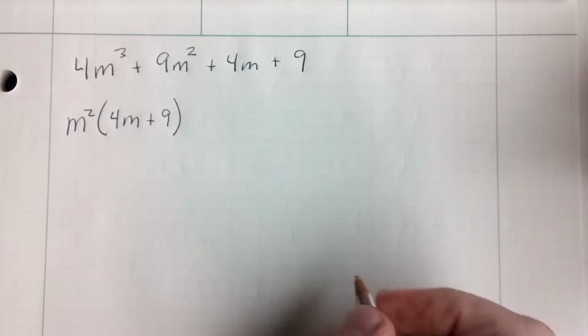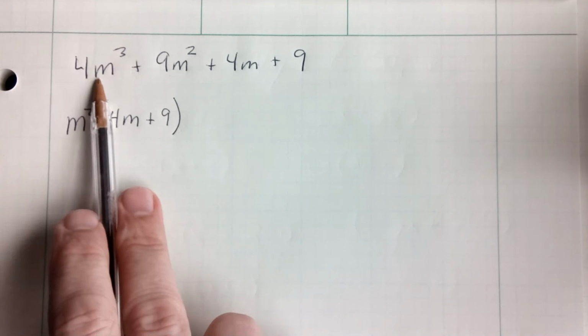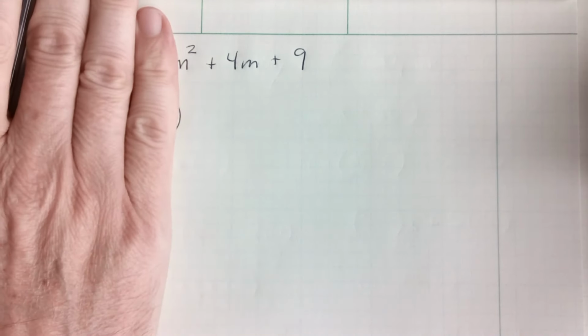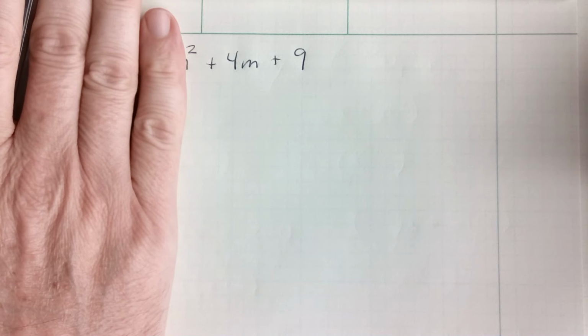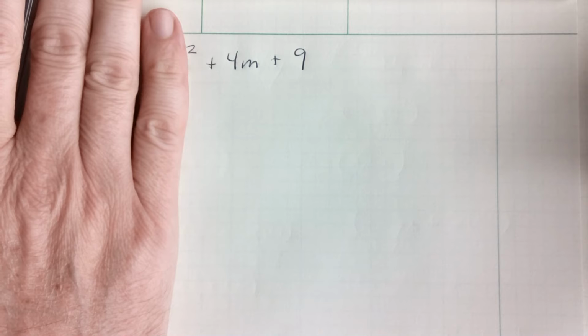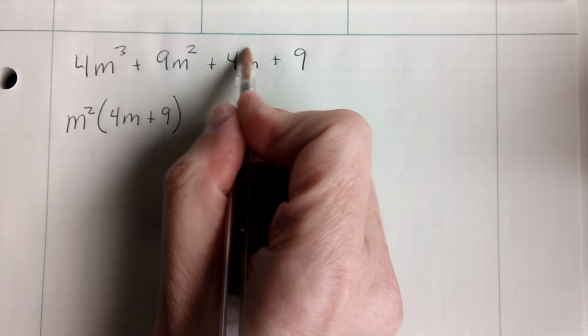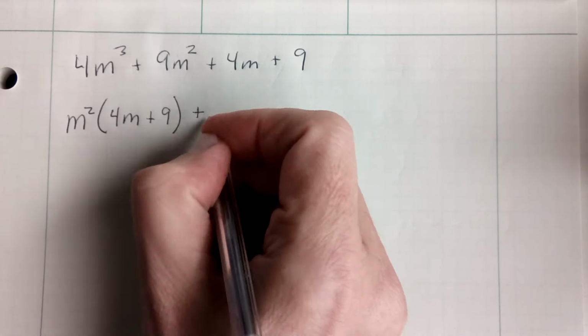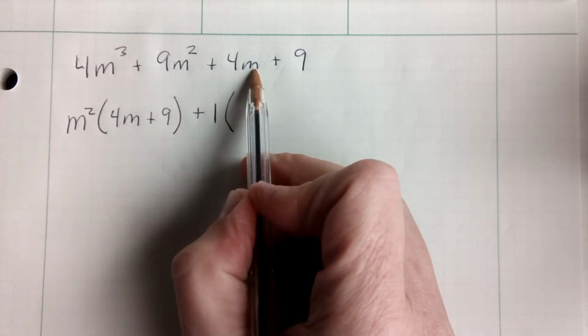Okay, now that I factored out something from the first two terms, I'm going to ignore those, and I'm going to look at the last two terms and say, well, what's in common? Well, there's nothing in common with a 4m and a 9. No common factors between 4 and 9. Well, or is there? There's actually one common factor, and I just said it, one common factor. It's 1. So if you don't see anything in common, factor out a 1. So I'm going to divide out a positive 1, like this. And if I do that, look what's left.